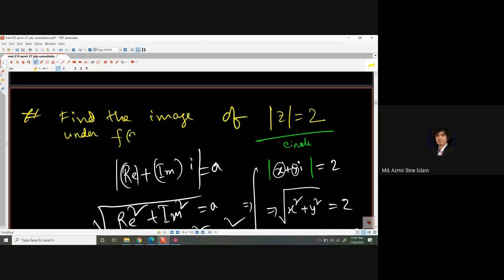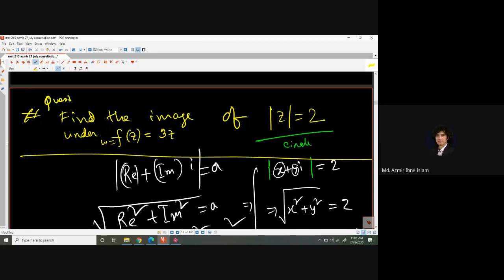This time, let's say the function is f of z equal to 3z. So we have this function w equal to f of z. Can you see clearly my screen? Yes, sir. So try to figure out the question at first. Find the image of this one under the mapping this.